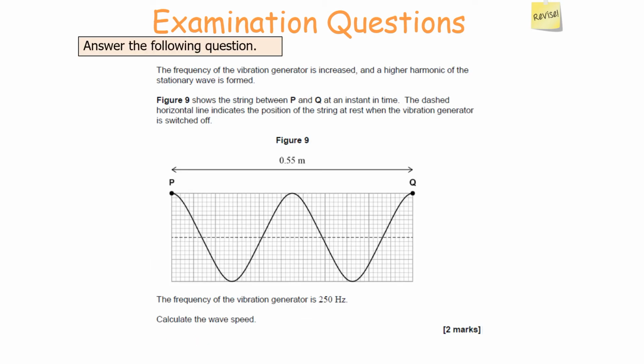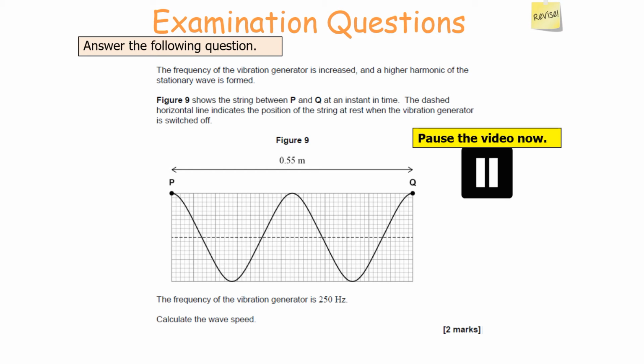The frequency of this vibration generator is then increased, and a higher harmonic of the stationary wave is formed. Figure 9 shows the string between P and Q at an instant in time. The dashed horizontal line indicates the position of the string at rest when the vibration generator is switched off. The frequency of the vibration generator is 250 Hz. Calculate the wave speed. Pause the video now, then unpause when you want to go through your answer.